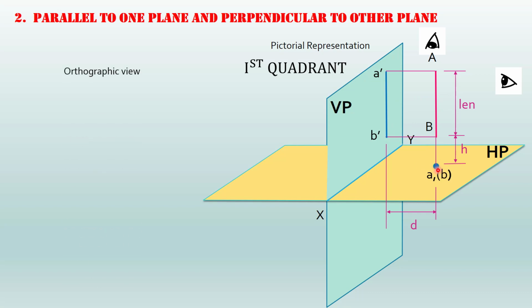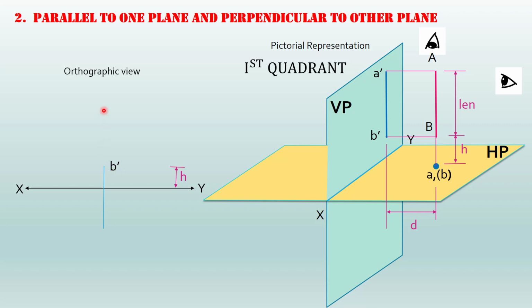Now how will you draw the orthographic view? First we draw the XY reference line. Then I have drawn the projector. So here you can see B dash is at a distance of H above the horizontal plane. So you can mark B dash here, right? So you can mark B dash, which is at a distance of H.